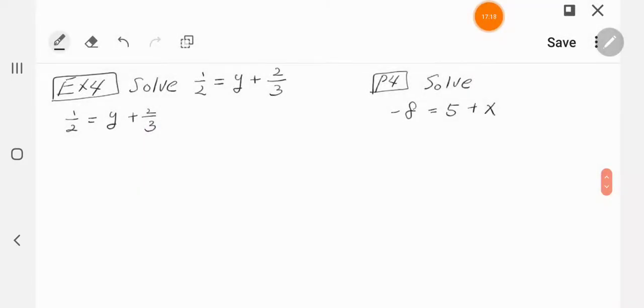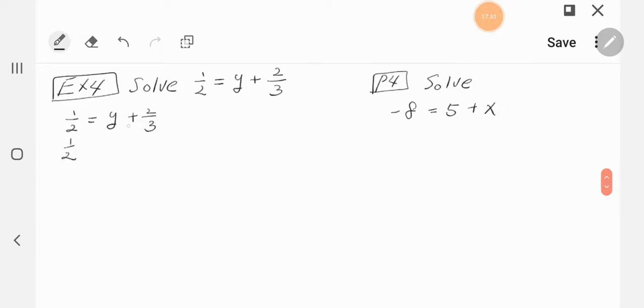Okay, example 4. Solve the equation. This equation contains a fraction like the previous example. Okay, it doesn't matter because we want to put one variable on one side, either left or right, doesn't matter. And the other side contains a number, constant. So in this case, we will subtract.